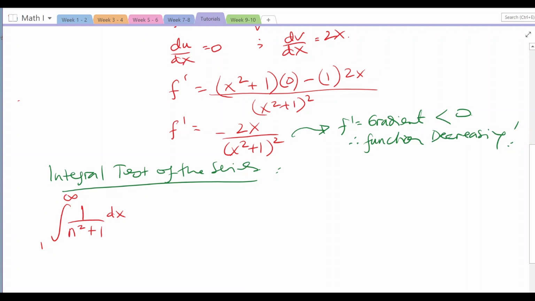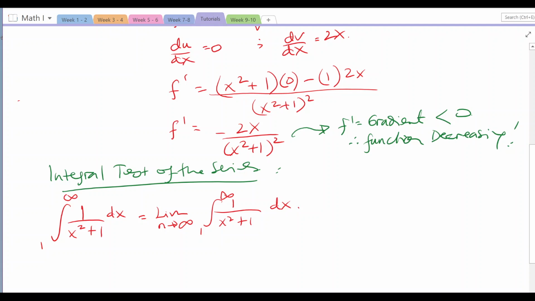Okay, this is the same as the limit for a variable, in this case let me write it as x squared to make it easy for us: the integral of 1 over x squared plus 1 dx, because we're integrating with respect to x, equals the limit as t approaches infinity of the integral from 1 to t of 1 over x squared plus 1 dx.